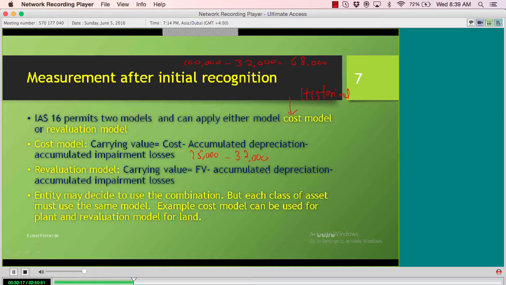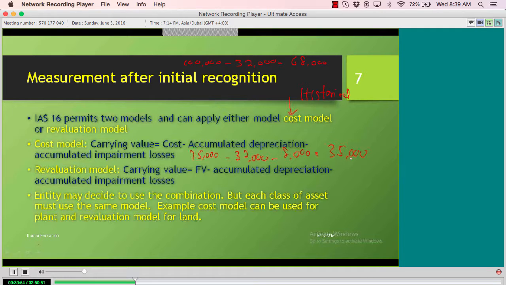Let's assume we have 8 million impairment. So the revaluation model will carry the asset at 35 million. 75 was the fair value. We remove the total accumulated depreciation. Now you can see what happened, because originally we had 100 minus 32, 68. But now we see the revaluation, it has come down to 75. 75 minus 32, 43, minus 8, 35.